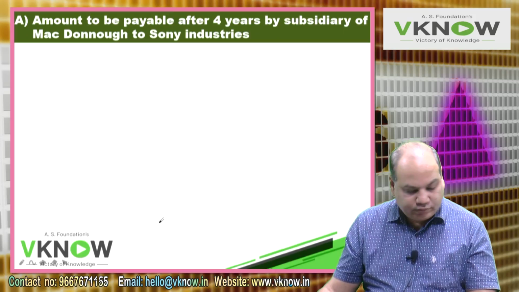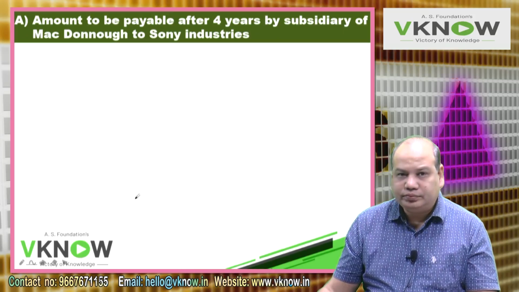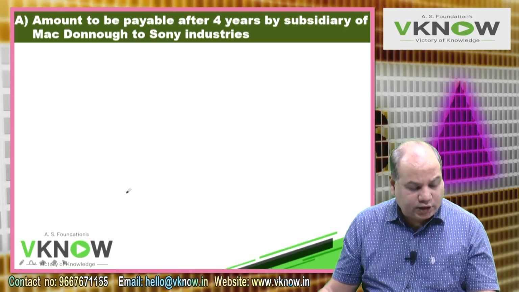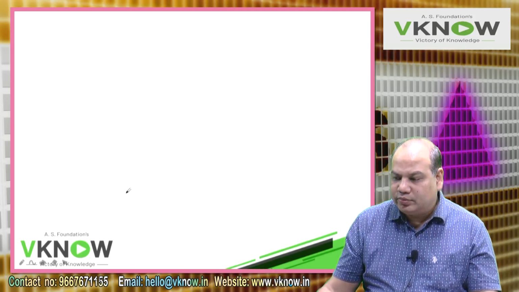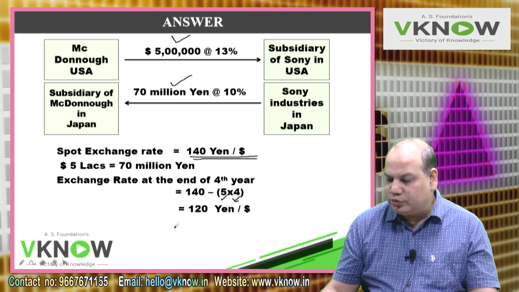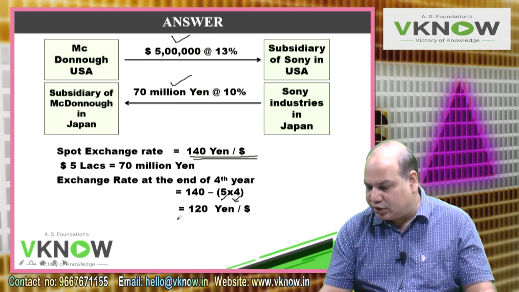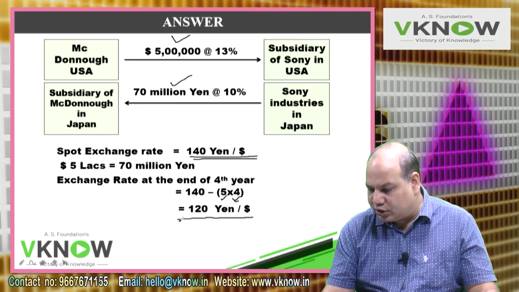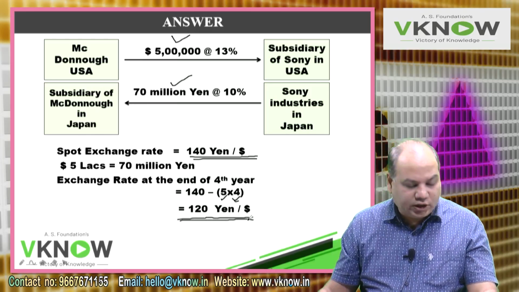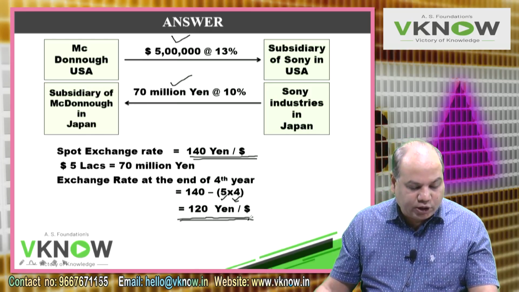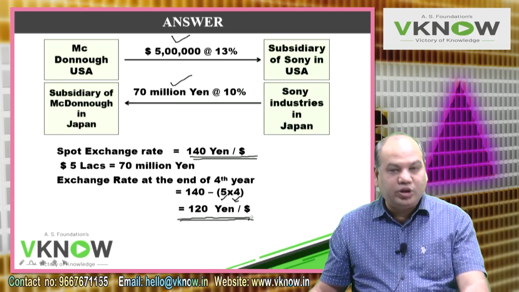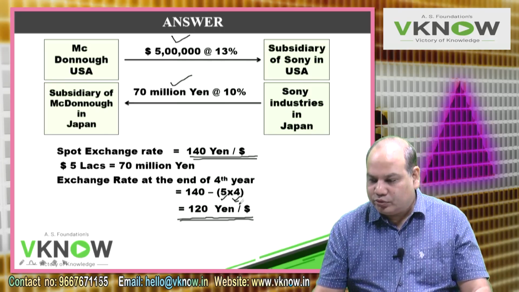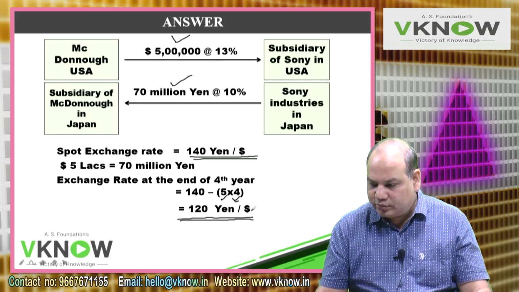First answer, write down answer A. Read the question again. If this expectation proved to be correct, meaning if the exchange rate after 4 years becomes 120 yen per dollar, what will be the dollar equivalent of principal and interest payment to Sony at the end of 4 years? So first you look at the diagram above.